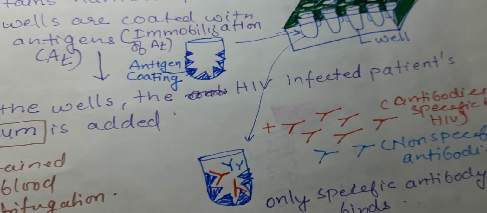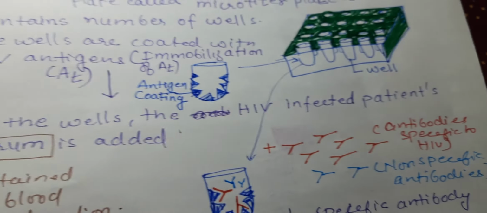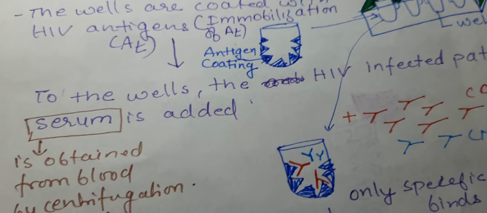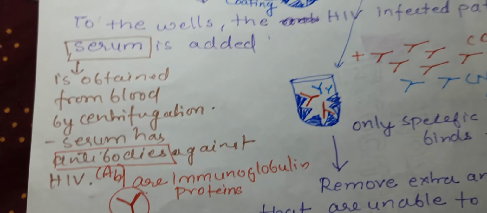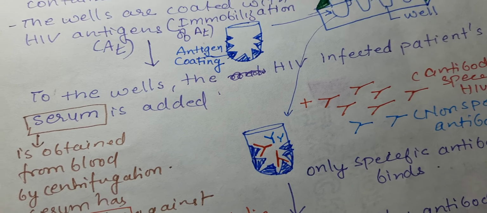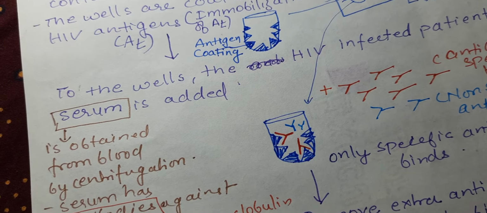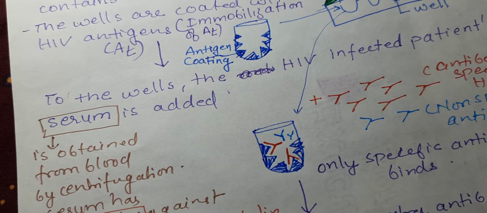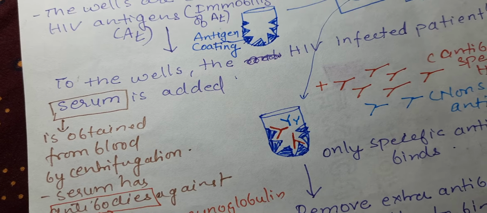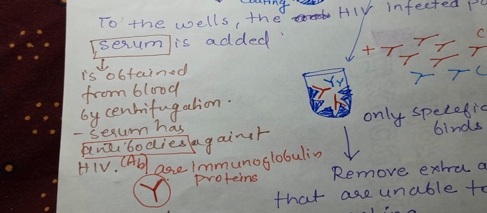Now to the well we add the HIV infected patient serum. Now what is serum? You take the blood from the patient and you do the centrifugation. Those cells will settle down at the bottom, and the supernatant will contain a fluid which is known as serum, and this serum actually consists of antibodies.